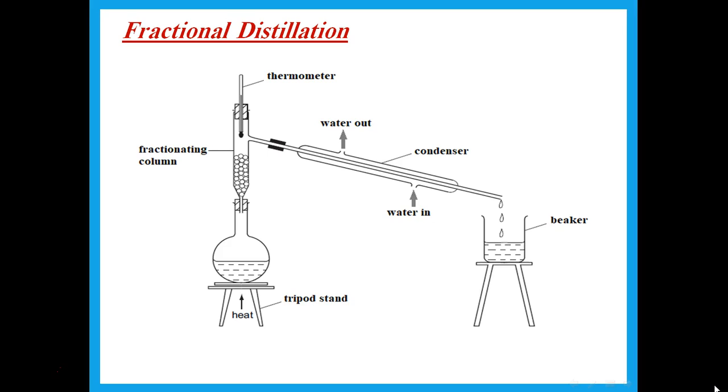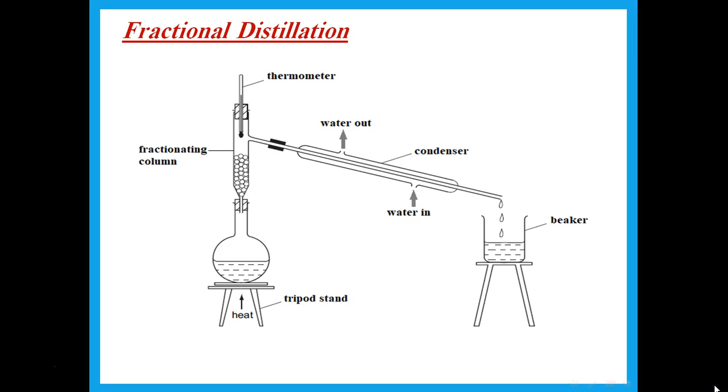When I'm heating, the temperature starts to rise in the thermometer until it reaches the boiling point of the one that has a lower boiling point. So if I'm talking about water and ethanol, ethanol has a lower boiling point. So it will go up 20, 30, 40 degrees centigrade, 50, 60, 70. Ethanol boils at 78. Now at 78, the thermometer stops rising.